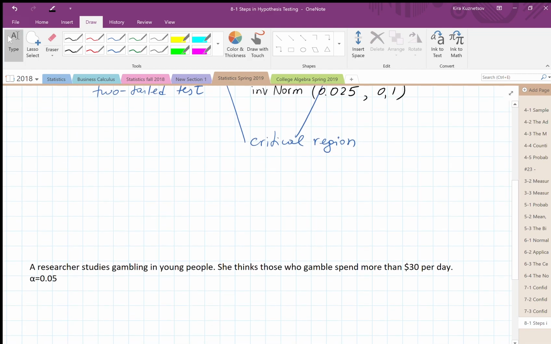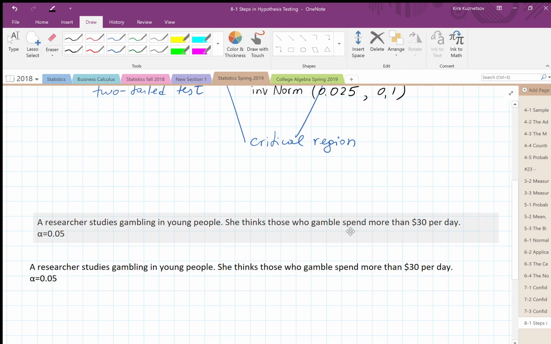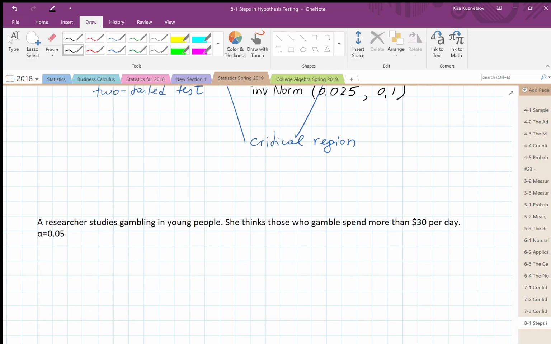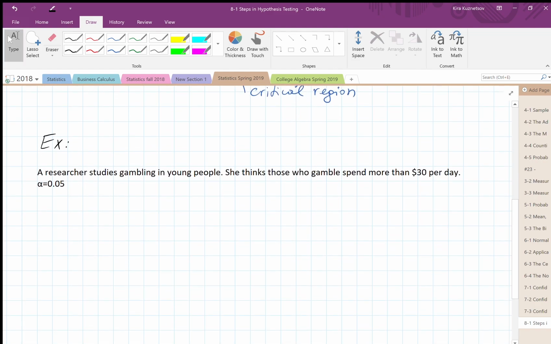What I want to do is move on to the next example to see if we can set up the null hypothesis and the alternative hypothesis. A researcher studied gambling in young people. She thinks those who gamble spend more than $30 per day. So the $30 is my average that is given to me by a previous study.